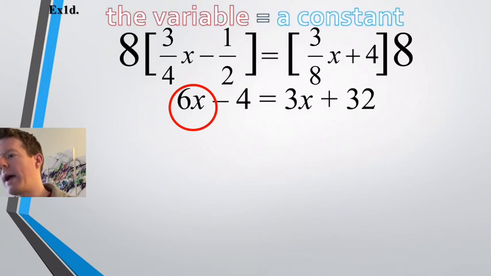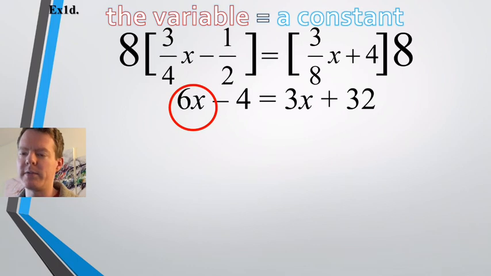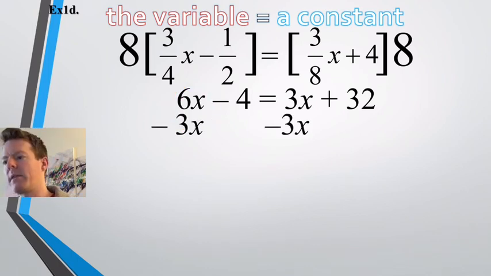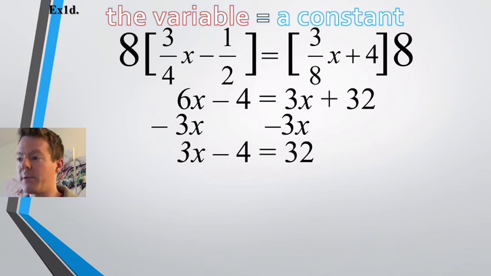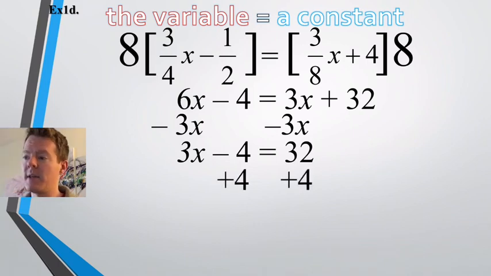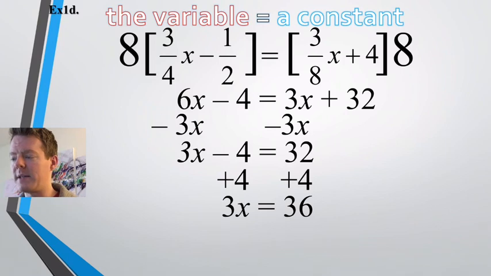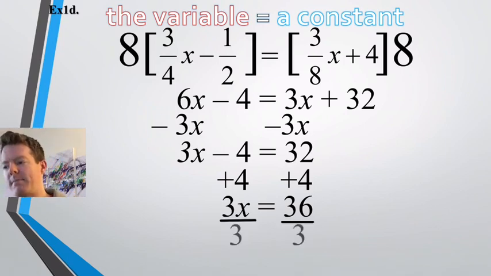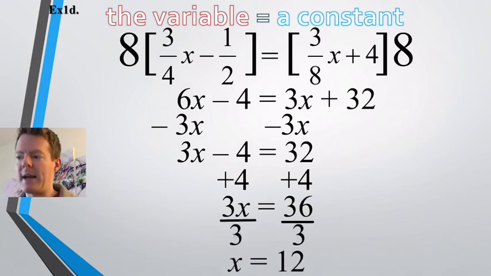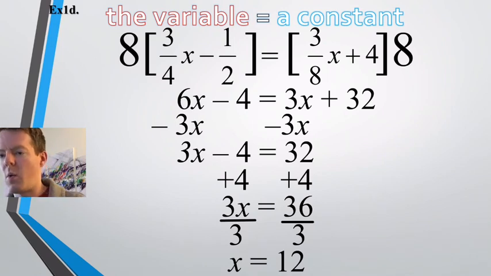So I'm going to move all the variables to the left because that's where the higher value is for my coefficient. So I'm going to take away 3x from both sides. That gives me 3x minus 4 is 32, right? And then I'm going to add that 4 to both sides to bring the constants to the right side of the equation. That gives me 3x equals 36. Final step, divide it by 3, and I get x is worth 12.